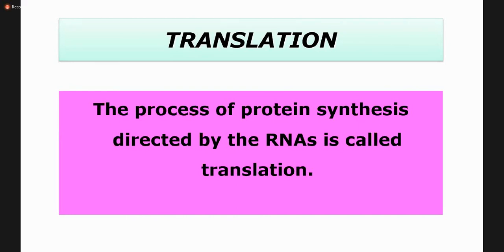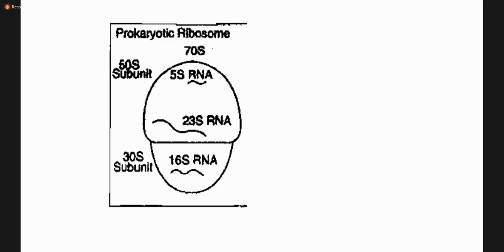Now, coming to the translation process, the last process of gene expression, it is formally defined as a process of protein synthesis directed by the RNA. So it is not just simple protein synthesis, but it is actually directed by the RNA, not only messenger RNA, but in this process, the transfer RNA and the ribosomal RNA are also involved.